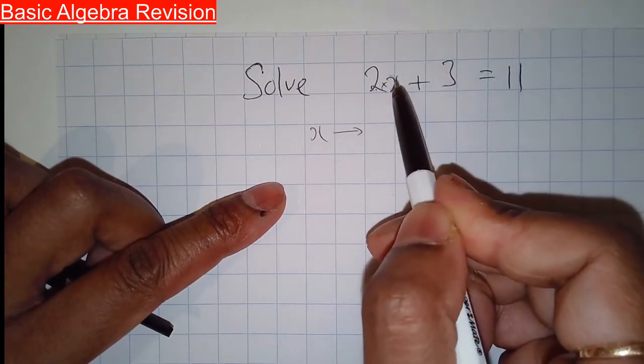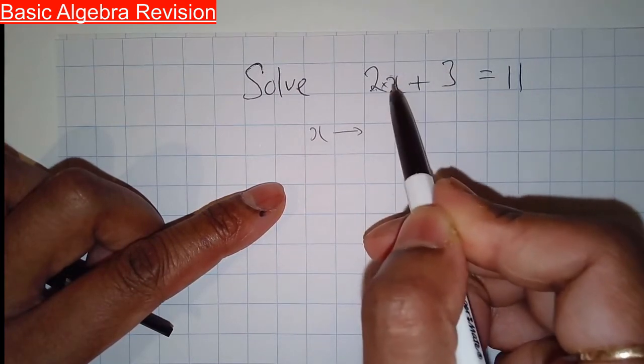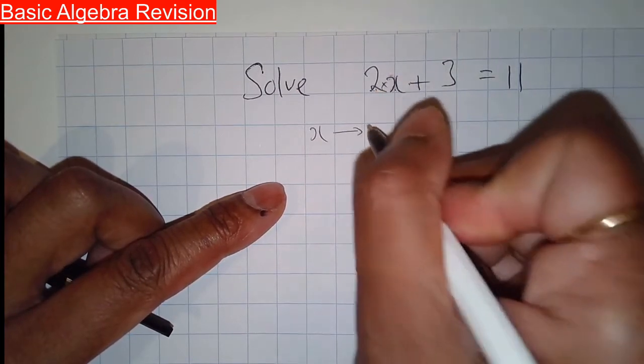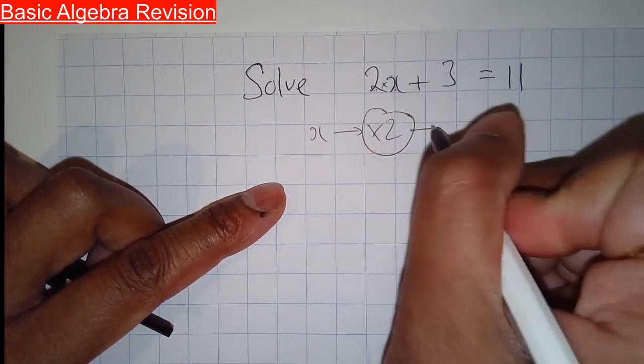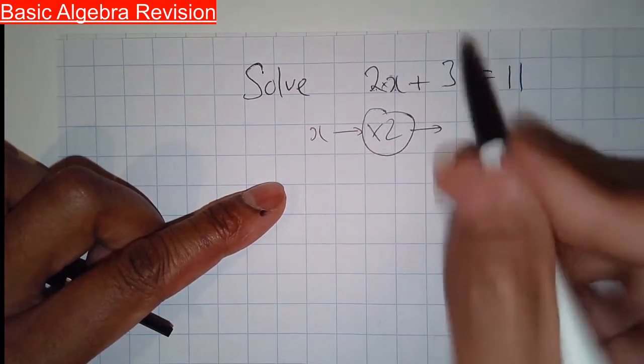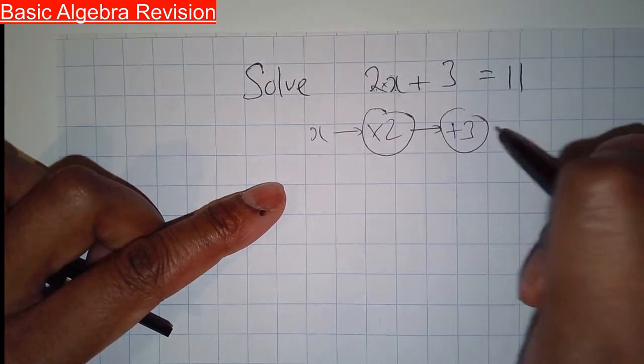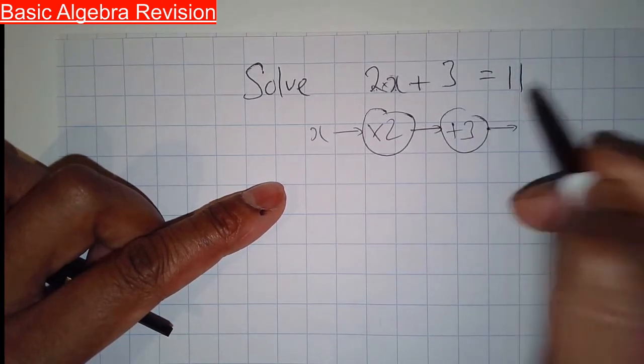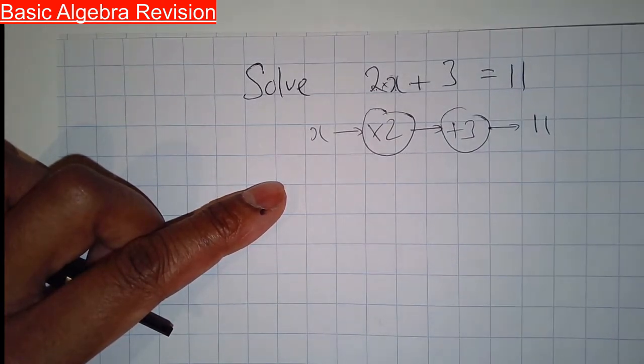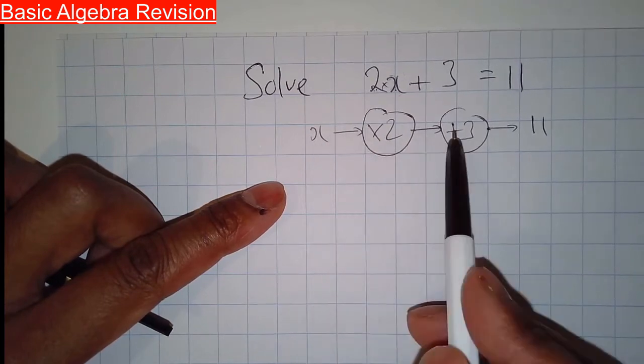What am I doing to the something? To the x? I'm timesing by 2. Then what am I doing? Adding 3. And what's the output? It's 11. So something times 2 add 3 to give me 11.